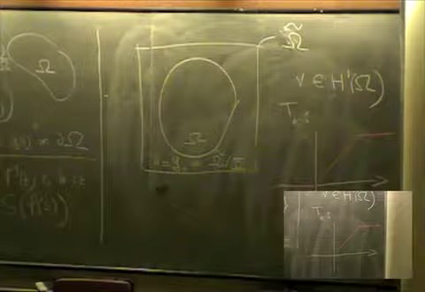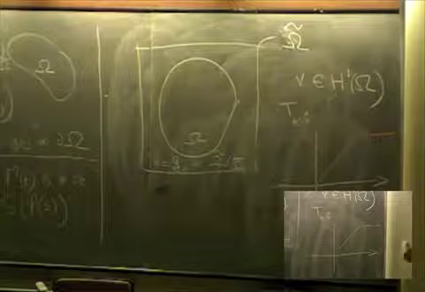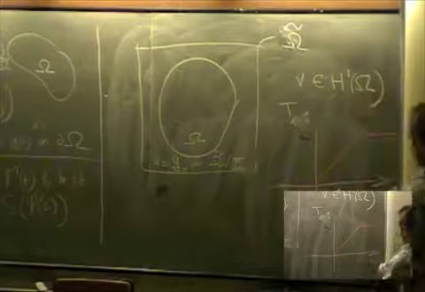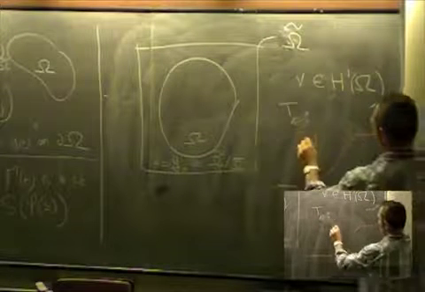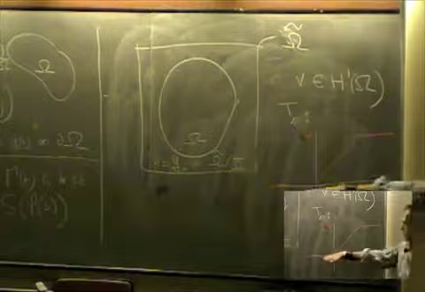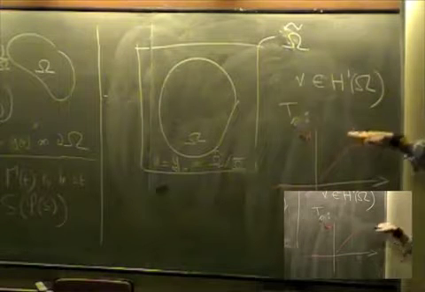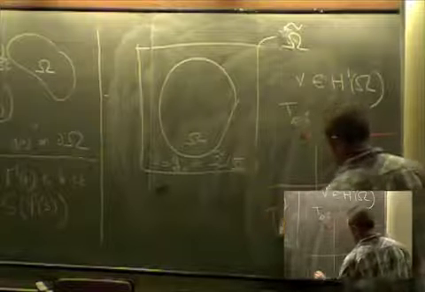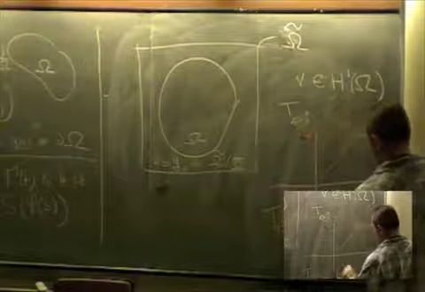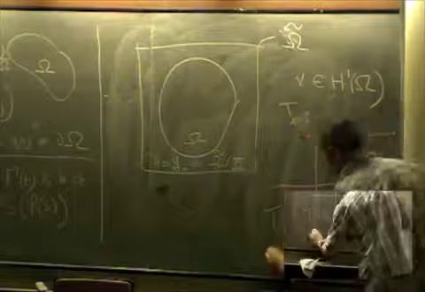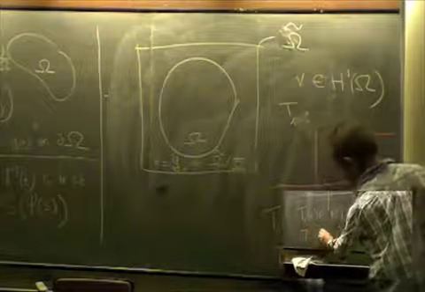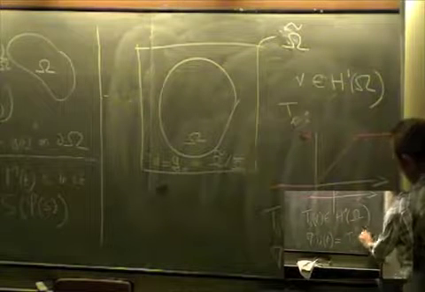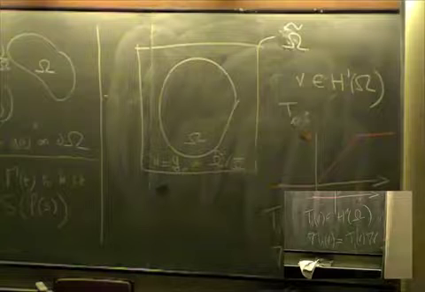So it's a function which has slope 1 between 0 and 1. I should call it T1, because that's all I need here. So this function, which is 0 here, goes to 1 with slope 1 and is 1 here, is such that T1 v is also in H1 of omega, and its gradient is indeed T1 prime of v times grad v, the derivative of T1 at v times grad v.